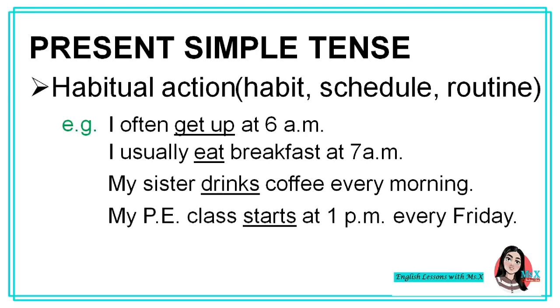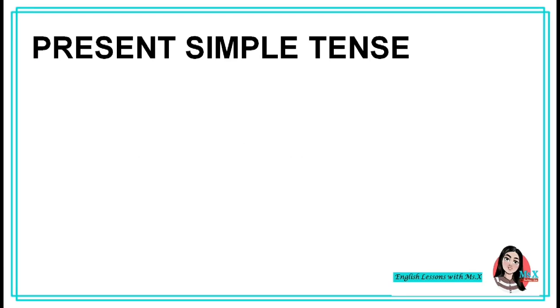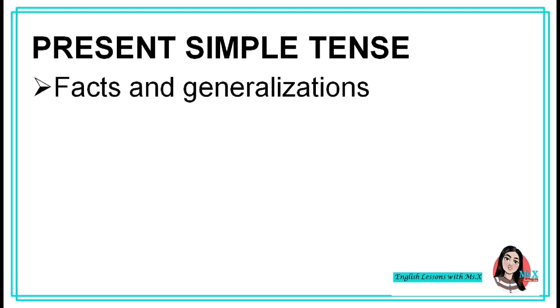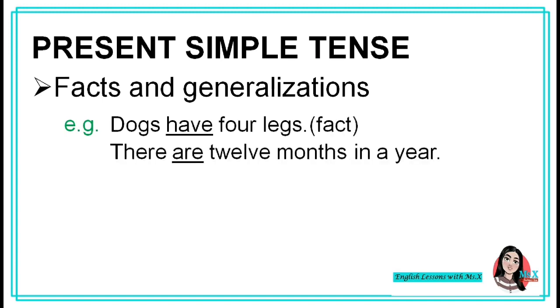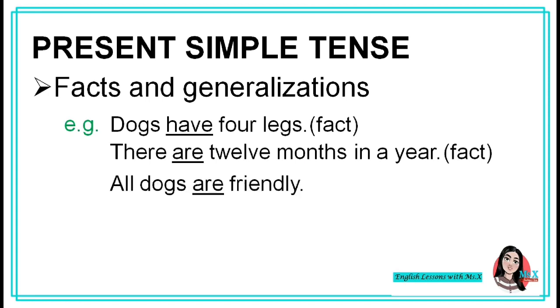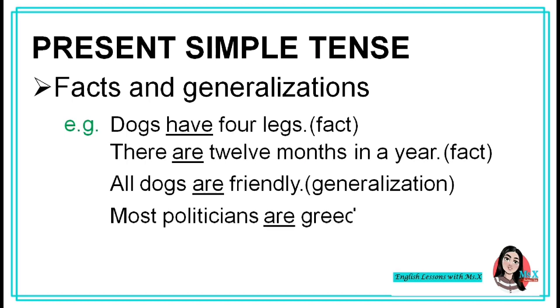Every Friday. We can also use this tense to express facts and generalizations. Let's see the examples. Dogs have 4 legs. There are 12 months in a year. All dogs are friendly. Most politicians are greedy. Facts are always true, while generalizations are not entirely true and they are sometimes wrong.